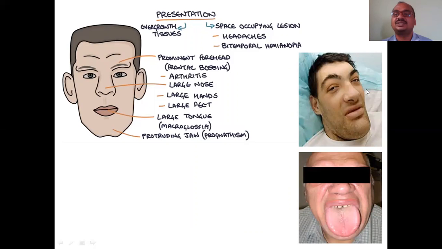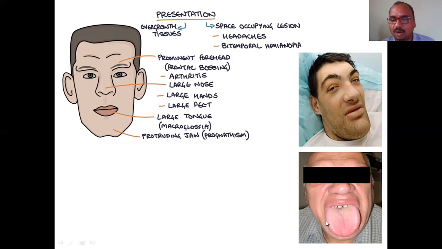So how to see this person's symptoms: prominent forehead, his head is prominent, just like frontal bossing. You can feel a swelling like that. And arthritis, large nose. See here, this fellow has a large nose. He also has a very wide, large nose. You can see my cursor here. Large hands, very large hands, and large feet. And a large tongue.